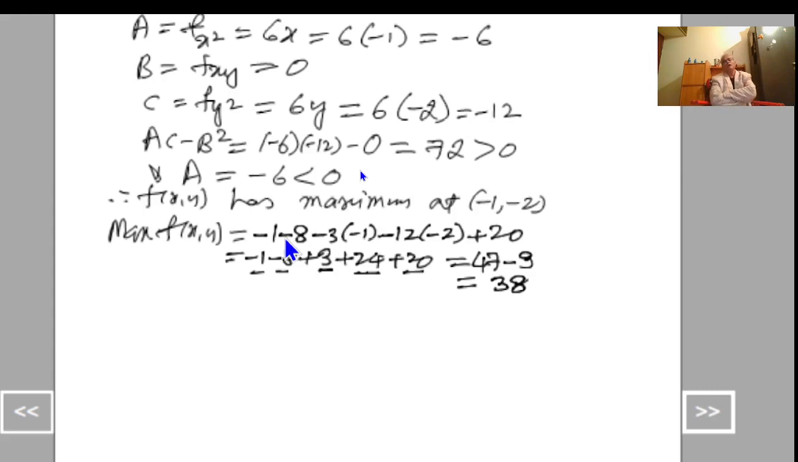Okay, and in the other 2 points, that is 1 comma 2, the function has a minimum value and the minimum value of the function is 2. And the other point, that is x is equal to minus 1, y equal to minus 2. At the point minus 1 comma minus 2, the function has maximum and the maximum value of the function is 38.